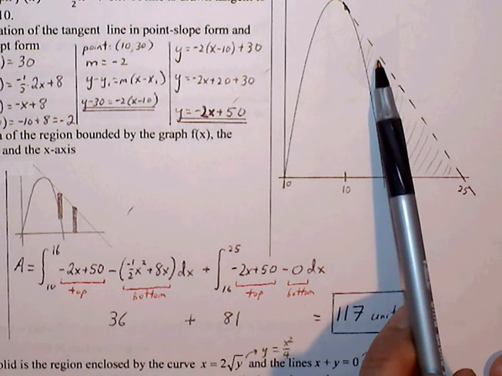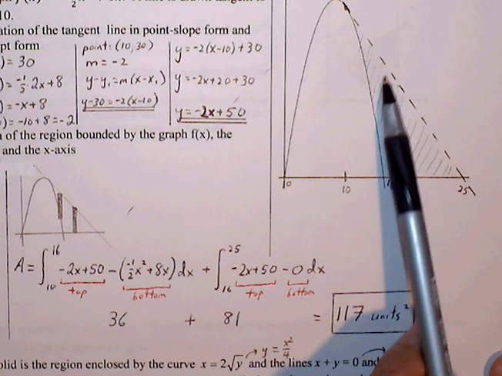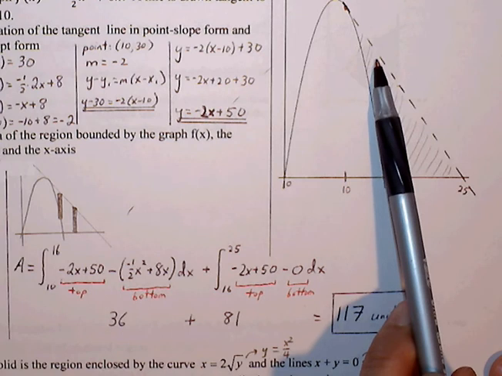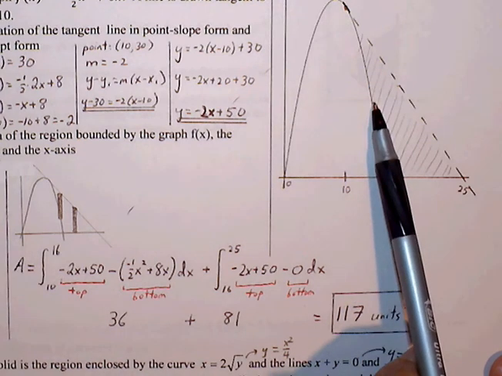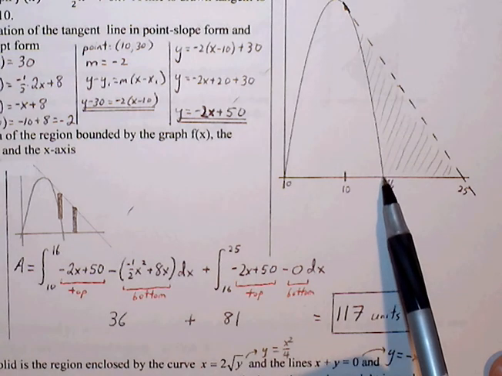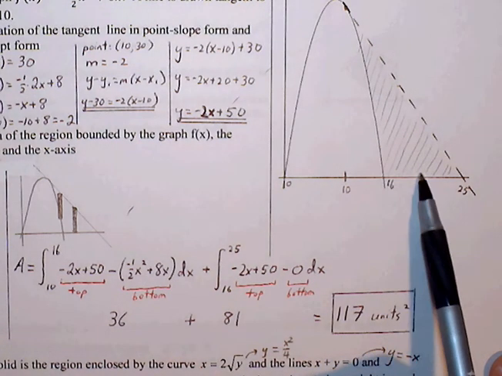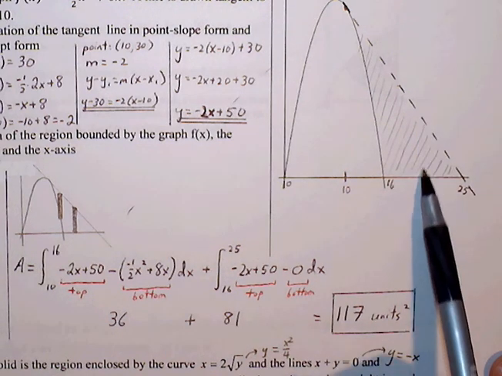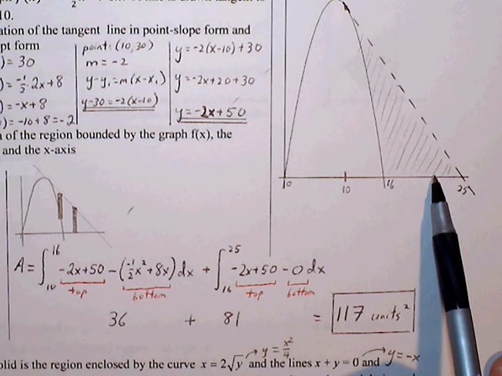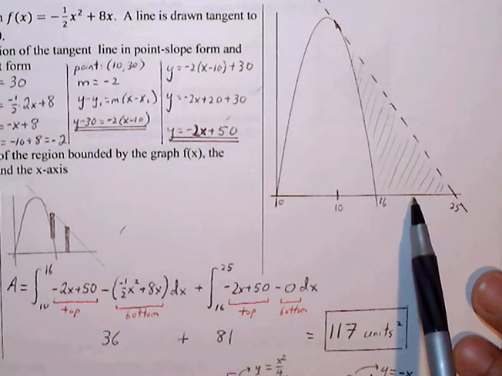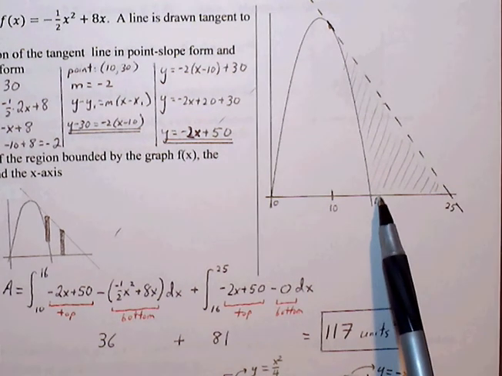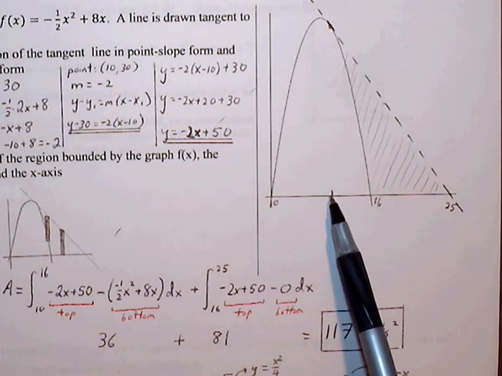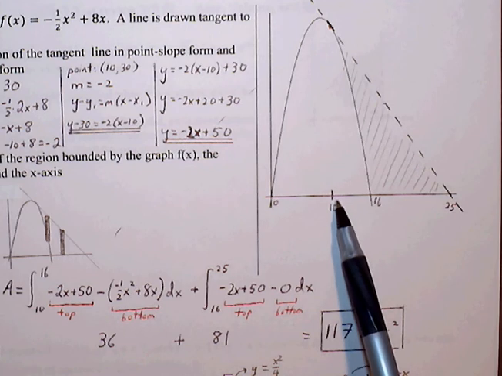So in this region, the top graph is the line, and the bottom graph is the curve. But then once we get past a certain point, the top graph is still the line, but the bottom graph all of a sudden changes to the x-axis. So we also need to consider the bounds, because starting at this point, that is where our x value starts, so that's x equals 10.